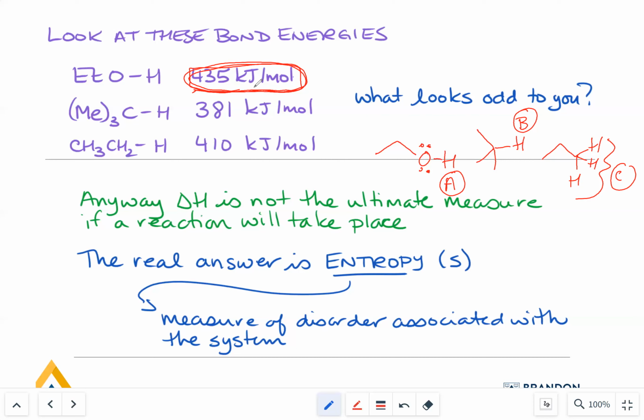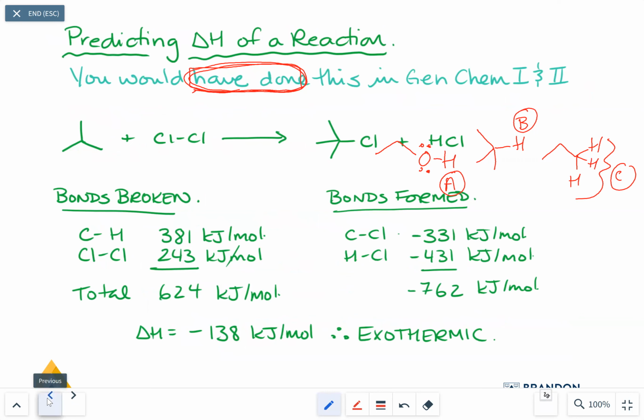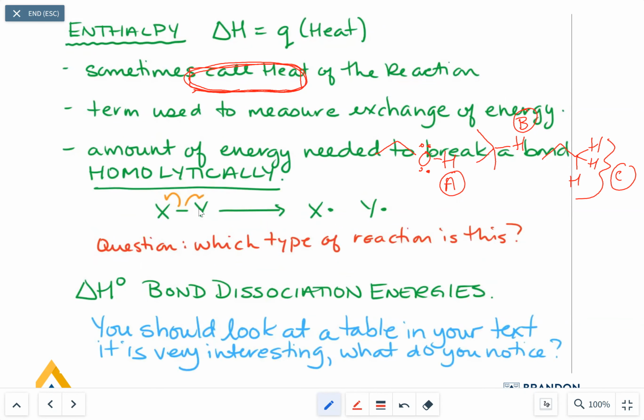Anybody want to risk a guess? So what's going on here is that, let me go back a slide. When they're calculating these bond energies, they're actually doing it as if you're breaking the bond homolytically.